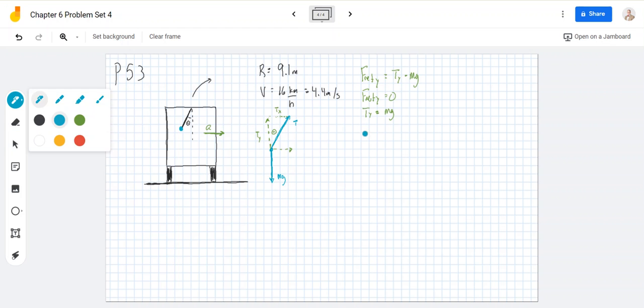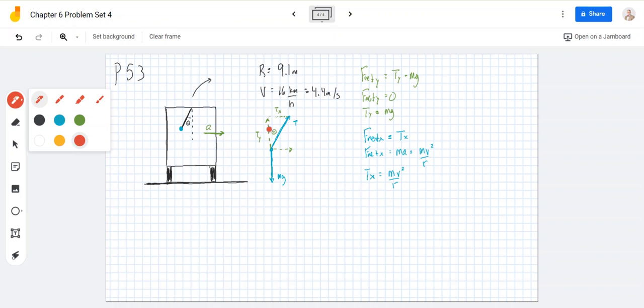All right, what about the F net in the x direction? Well, there's only one force in the x direction. That's this thing here, that's the Tx. So it's just Tx. But it is accelerating in the x direction, which is centripetal, mv squared over r, because it's taking a circular turn. So therefore, the T in the x direction is equal to mv squared over r.